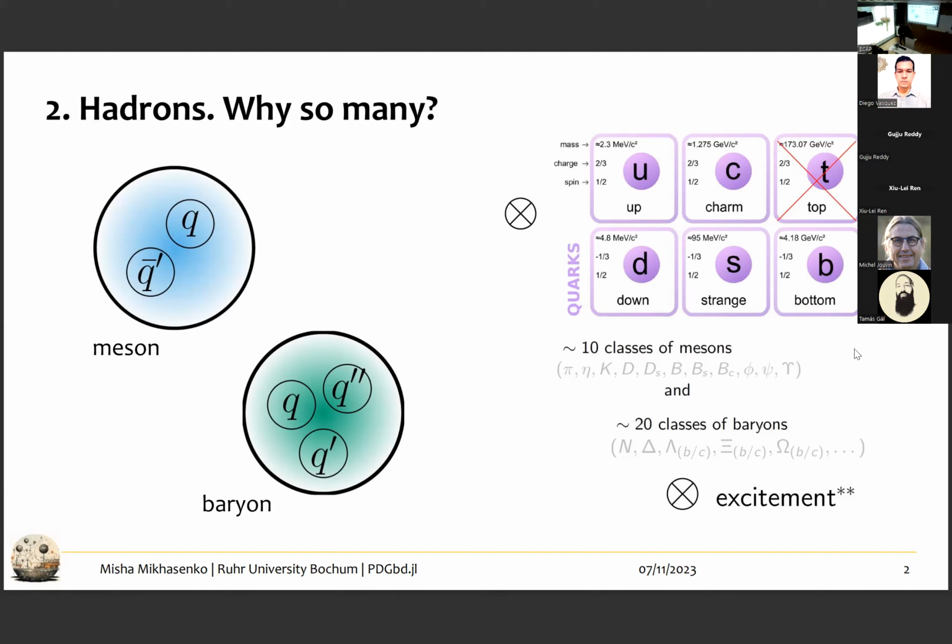Putting different quarks instead of the Q and Q prime here, you get roughly 10 classes of mesons and 24 classes of baryons. And that gives you only the ground states. Every class can then be excited, and it gives you an infinite layer of hadronic resonances. And that's why the book has this thickness. I mean, you've seen this, right?